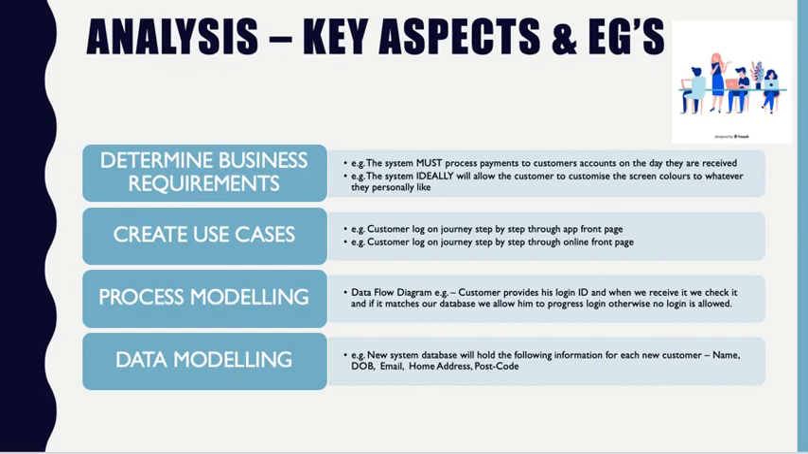Finally, the last task to be performed at the systems analysis stage is to produce a model that depicts the data requirements of the new system. In essence, the data from the new system that will be held in the system database. And we spoke about databases a little bit in topic 1. So, for example, for a new online bank, the database record for each new customer must record their name, their date of birth, their email, their home address, and their postcode. Again, all of this would be documented during this data modelling analysis phase.